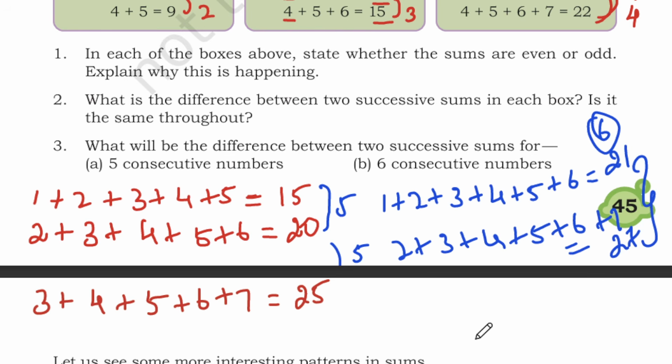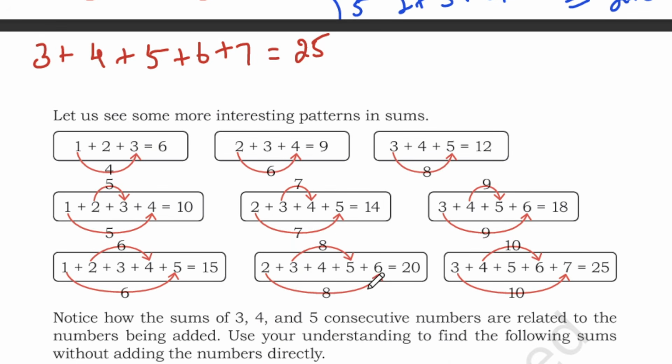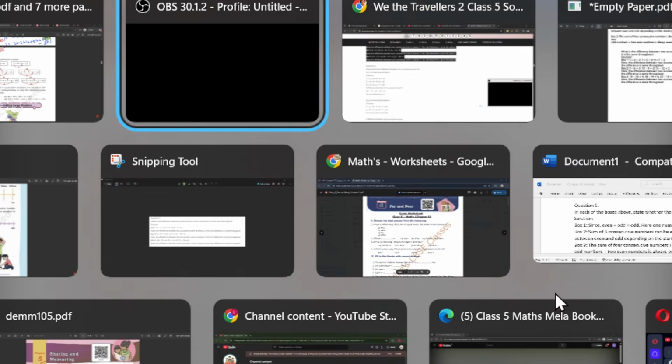Alright, next. Let us see more interesting patterns in sums. So here 1 plus 2 plus 3, which is equal to 6. Okay, and when you add these two numbers, you are getting 4 here. Likewise, when you add these two numbers, you are getting 6. So let's find out what is the interesting pattern here, okay?